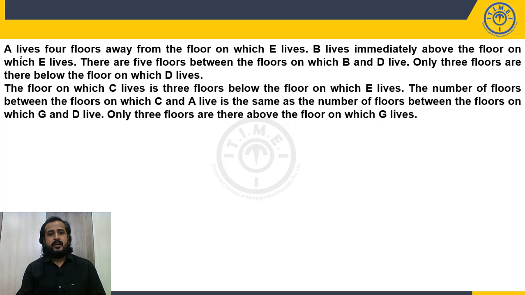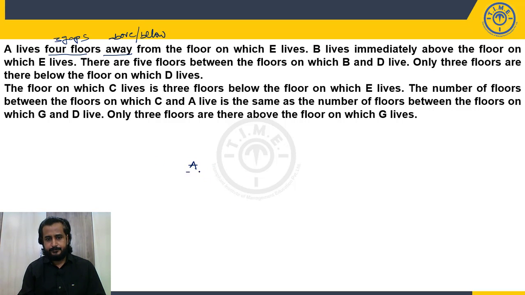What is the first clue given? A is 4 floors away from the floor on which E lives. We don't know the floor number even. Okay. A is 4 floors away. 4 floors away means how many gaps will be there? 3 gaps. Away is mentioned, but have they mentioned above or below? No. So we have to consider both the cases. Above, below.